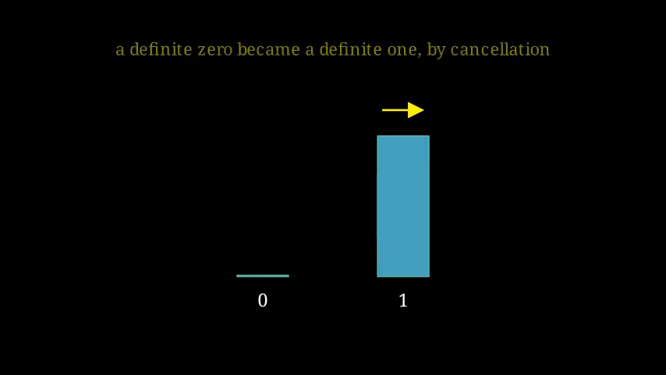Certain of 1, no randomness at all, and notice that nothing in the middle ever looked dramatic. The heights never changed until the very last step. All the real work was done by a phase, a direction no single measurement could have seen, quietly deciding which bar would live and which would die. A Hadamard, a phase, and a Hadamard turned a definite 0 into a definite 1, purely by cancellation.